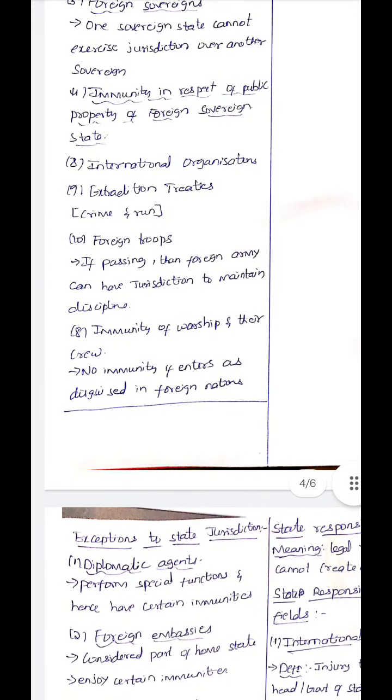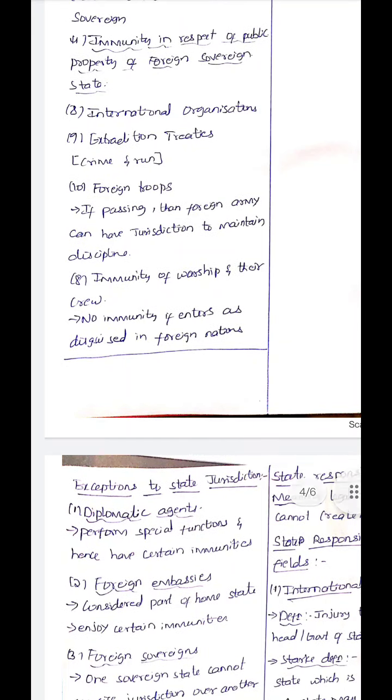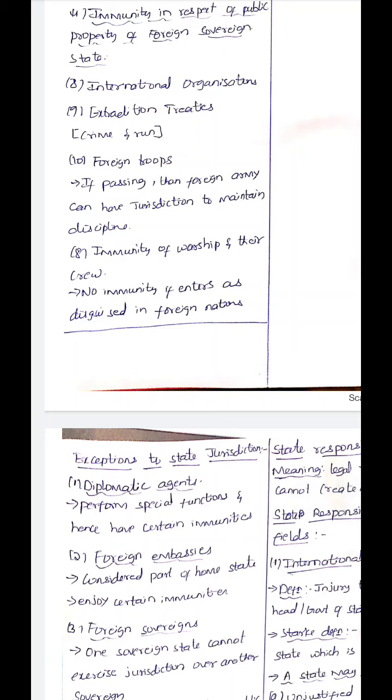The next is immunity in respect of public property of a foreign sovereign state. In respect of public property of a foreign sovereign state, they have immunity to jurisdiction. The next are international organizations like UN, International Labour Organization, they are also immune. The next are extradition treaties. So the states go into extradition treaties.